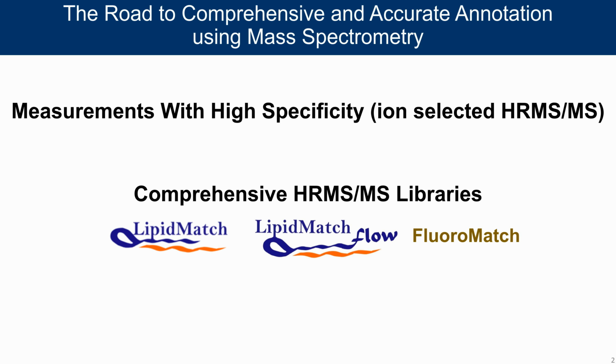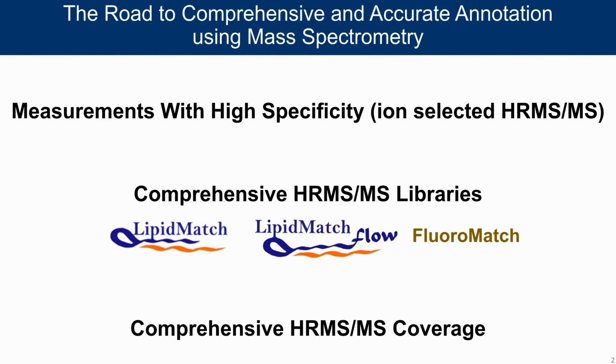Therefore, using high-resolution tandem mass spectrometry, we've generated a number of libraries, both for lipidomics, and now we've extended our algorithms to PFAS, a contaminant of concern. The problem is, even if we have these libraries, we still need to select ions to fragment in order to match against the libraries. And if these ions aren't selected, we will miss important identifications.